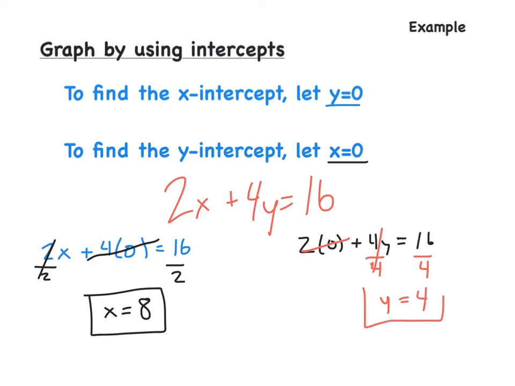So when we graph this, our y-intercept is going to be 4 and our x-intercept is going to be 8. For points, it's going to be (8, 0) and the other one is (0, 4). Because remember, we said x is 0, y is 4, and we said that we're going to make y 0 and x is equal to 8.